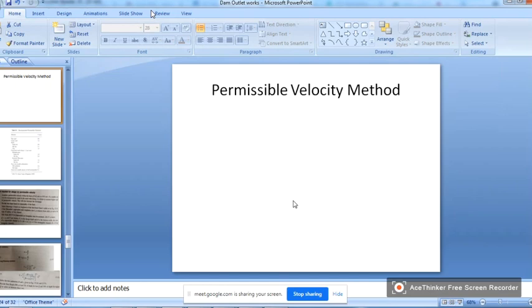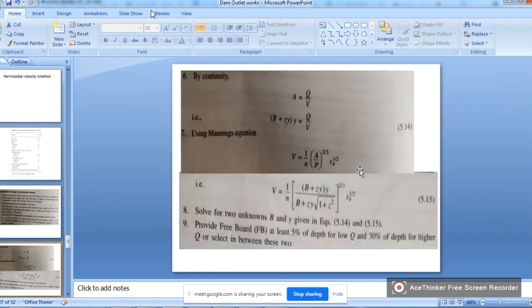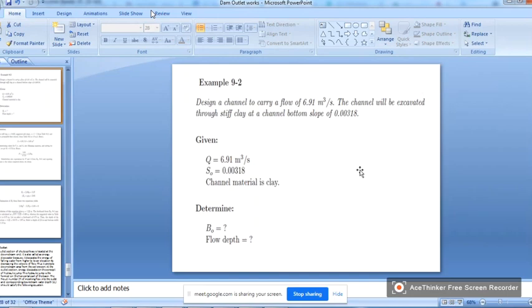There is another method, the permissible velocity method. The permissible velocity method is for different materials, so different permissible values of V are given. There is a procedure, and I will show you one worked out example.